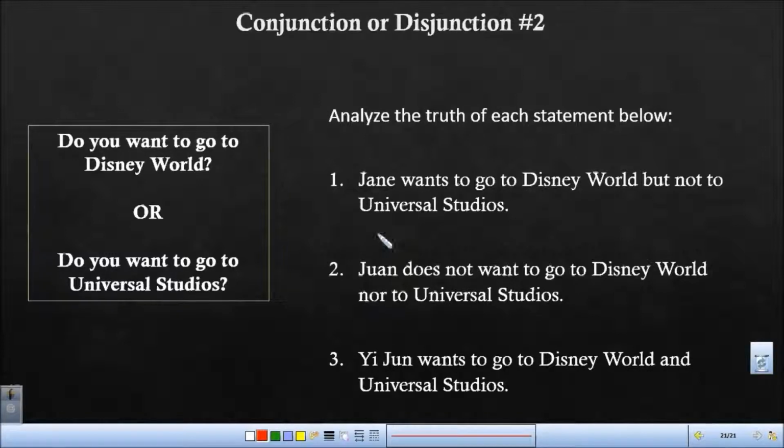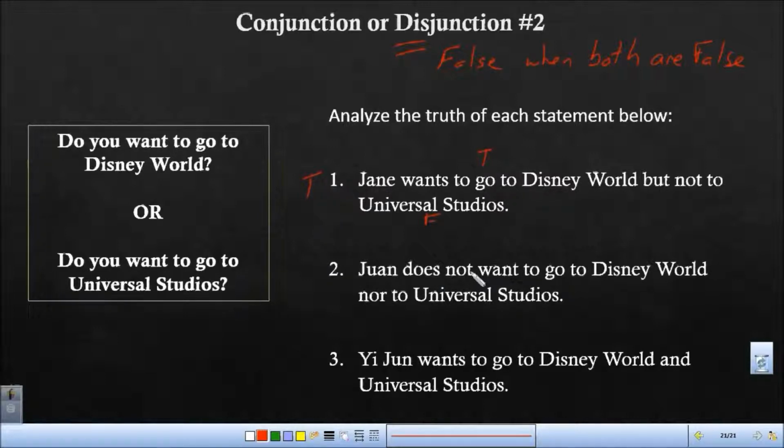Okay, this is a little different. We have 3 different statements feeding into this one disjunction. Remember that an or is a disjunction, and ors are false only when both statements are false. So Jane wants to go to Disney World. True. But not to Universal Studios. False. True or false is true because one is true. Both have to be false in order for a disjunction to be false.